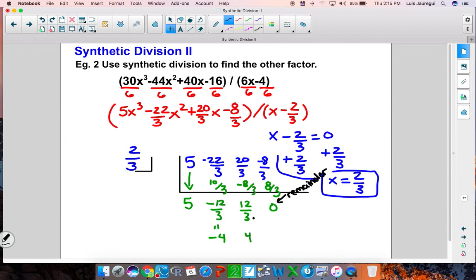This is your a sub 0. That's your constant term. Then this is your a sub 1. That's the coefficient for the linear term. And this is a sub 2. So that's the coefficient for your quadratic. Therefore, the factor that is missing here is really 5x squared minus, notice this is a 4, so minus 4x plus 4.